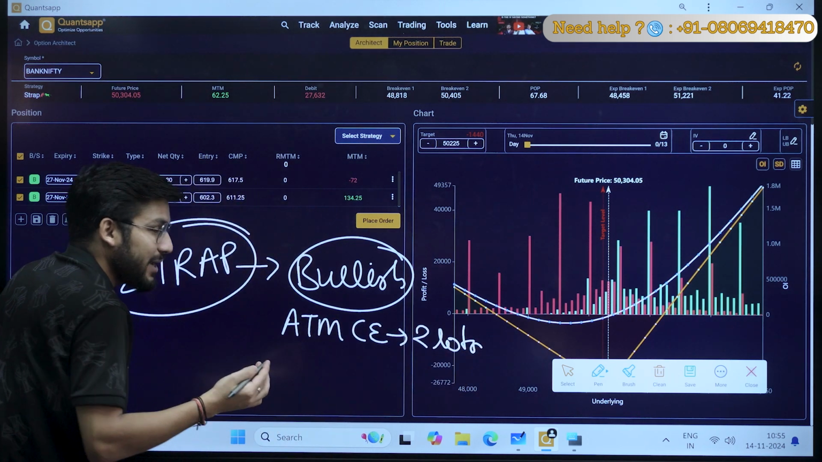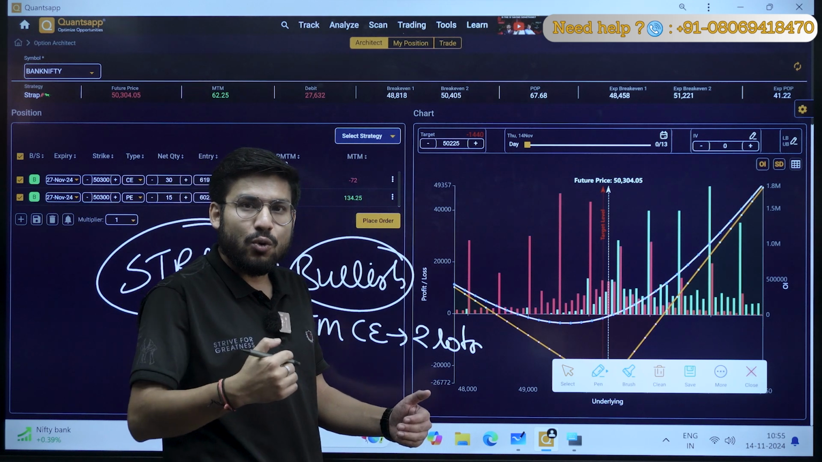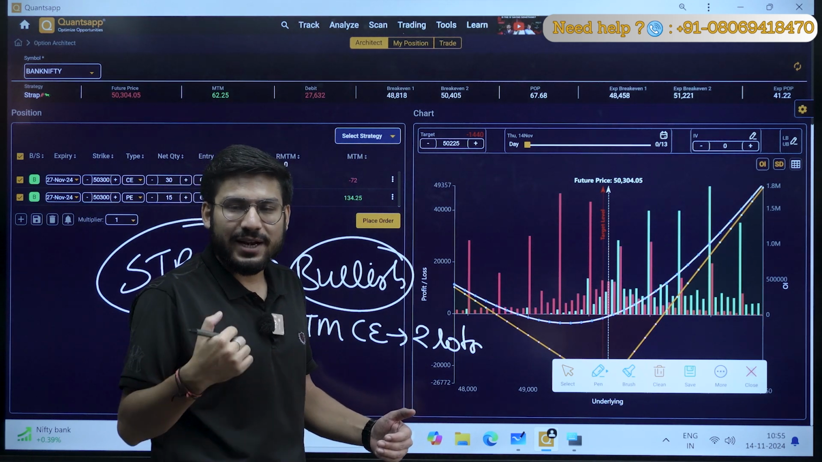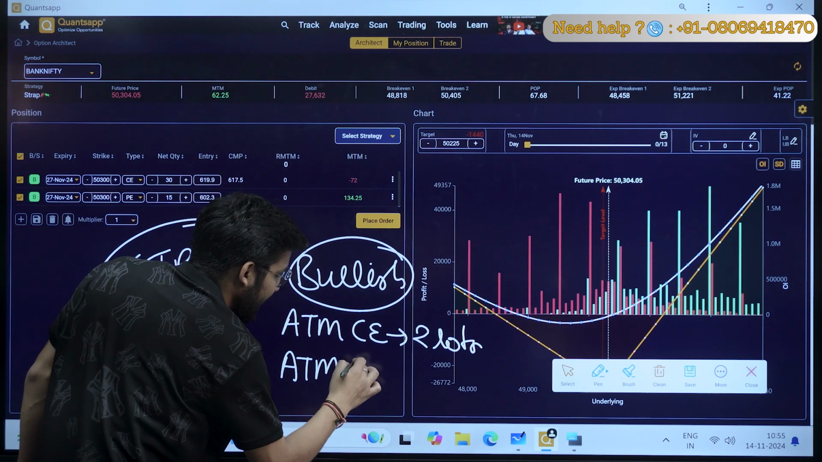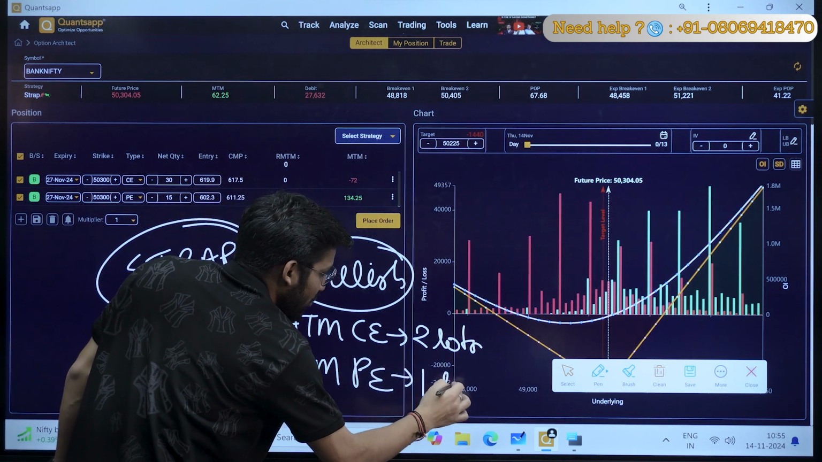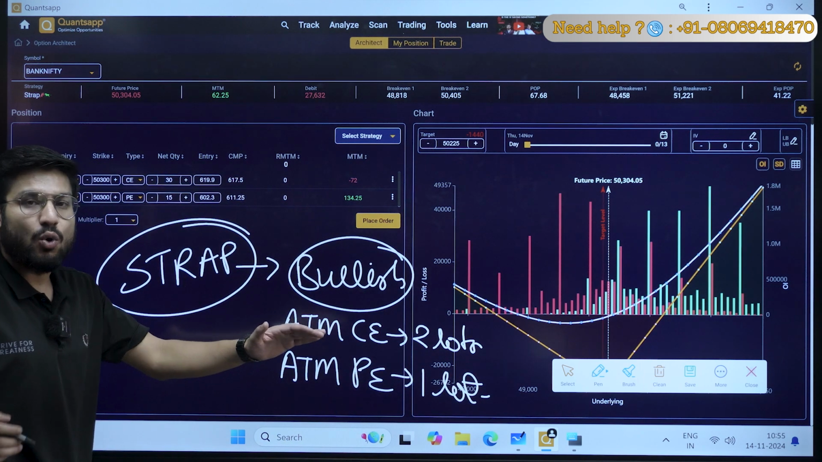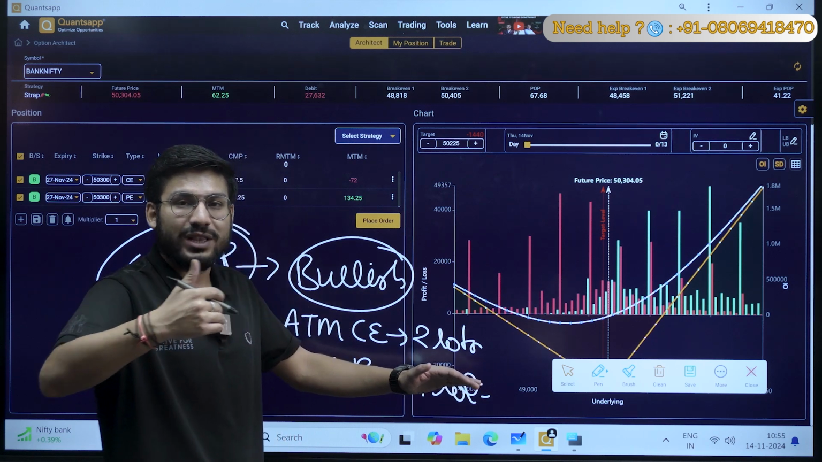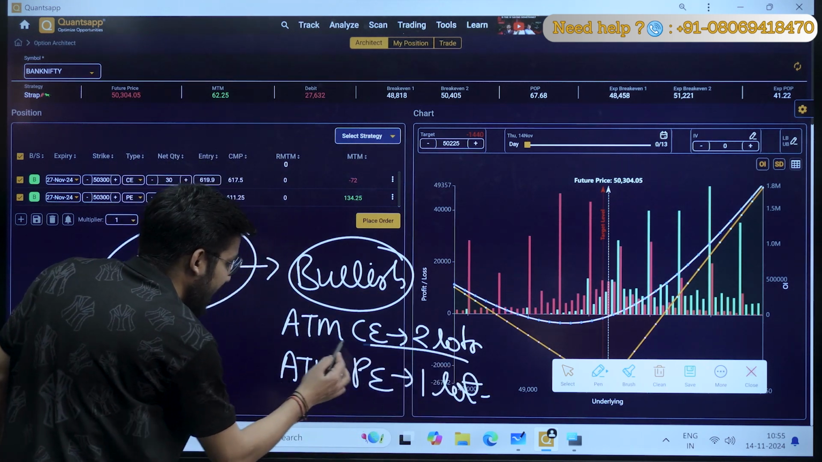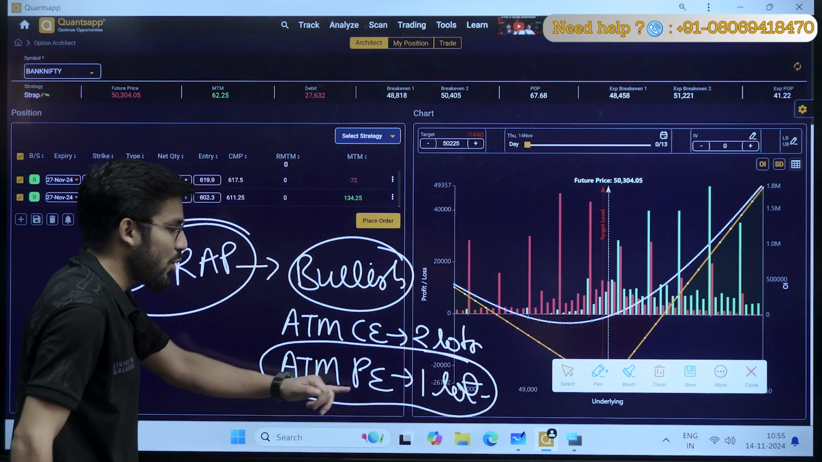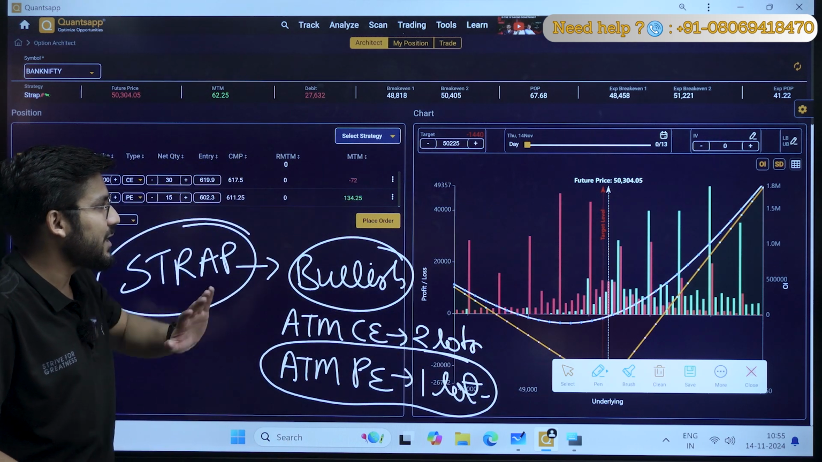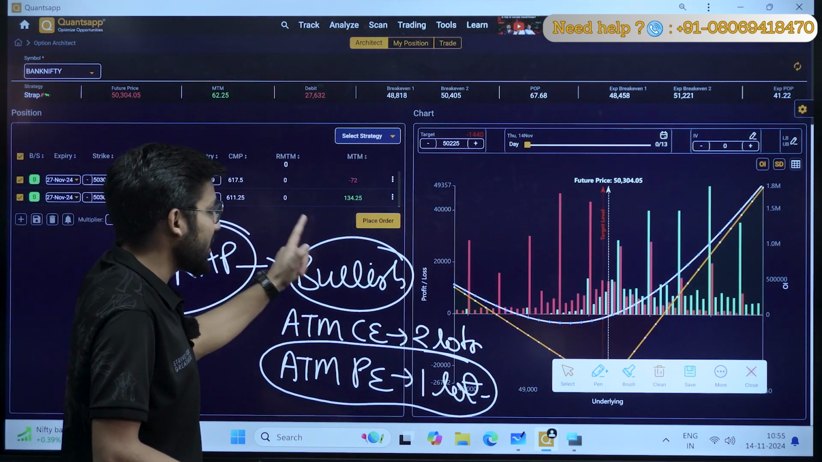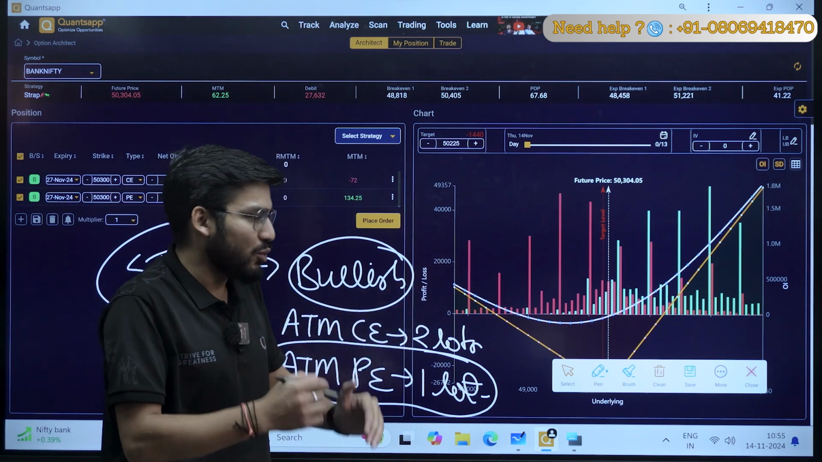At the same time, I don't know if the market will go against my view, against my interpretation. So for hedging this position, I will buy ATM put option, 1 lot. So at any time, if the market goes against my sentiments, if the market goes in the bearish direction, the ATM put option I have bought, 1 lot, will hedge my position, right? So this is one of the strategies that you can apply, for a little bullish sentiment.